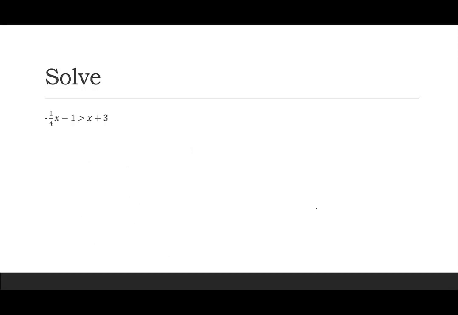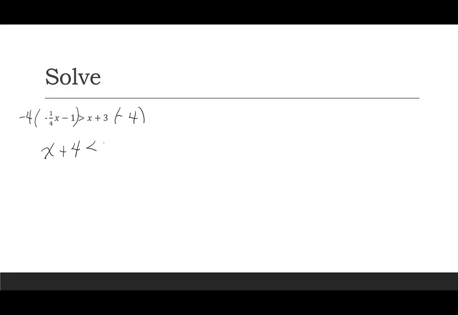Here's one where I put in a fraction, so I have negative 1/4 of x minus 1 is greater than x plus 3. So what I would do here is probably clear the fraction just to make it easier. So what I'm going to think is let's multiply both sides by negative 4. What that's going to do is get rid of the fraction, but also because I'm multiplying by a negative, I'm going to reverse the sign of my inequality. So negative 4 times negative 1/4 of x is going to give me x. Negative 4 times negative 1 is positive 4. Greater than became less than.